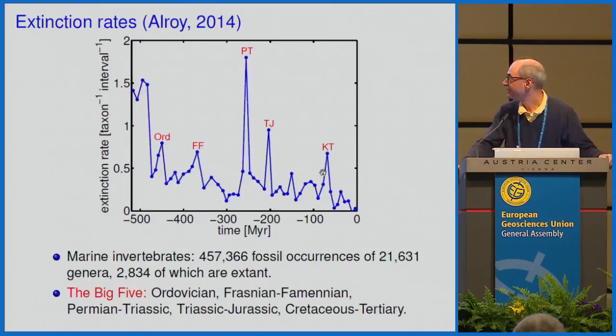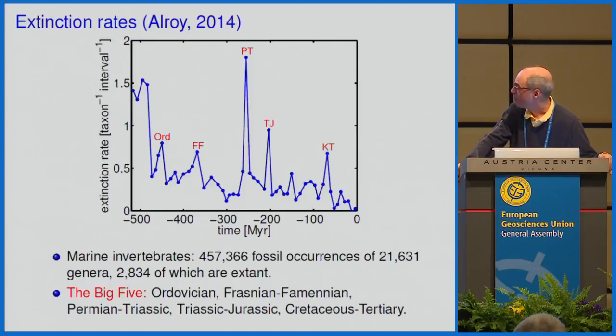And here is Alroy's best compilation of what the extinction rates are. That's in units of per taxon per interval. The interval is typically about 10 million years in this data set. So there's the first issue of timescale that we'll come across, in that the extinction rates are typically measured over timescales of about 10 million years, at least in data like these, whereas the events themselves may be much, much faster, hundreds, thousands, tens of thousands of years.